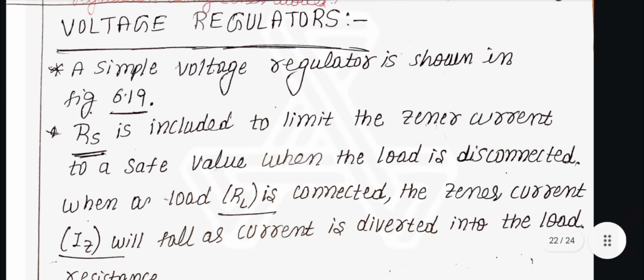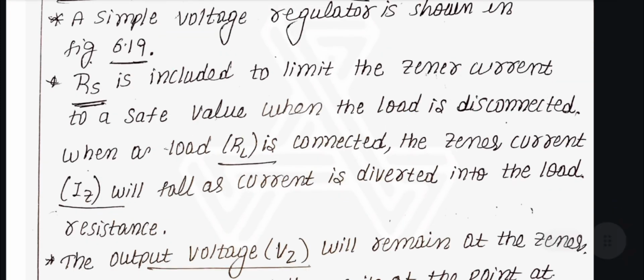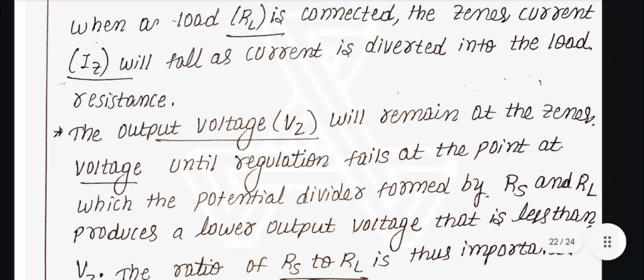A simple voltage regulator is shown in figure 6.19. RS is included to limit the Zener current to a safe value when the load is disconnected. When a load is connected, the Zener current IZ will fall as current is diverted into the load resistance. Output voltage will remain at the Zener voltage until regulation fails, at the point at which the potential divider formed by RS and RL produces an output voltage that is less than VZ. The ratio of RS to RL is thus important.